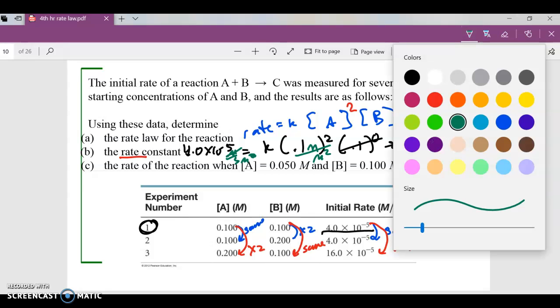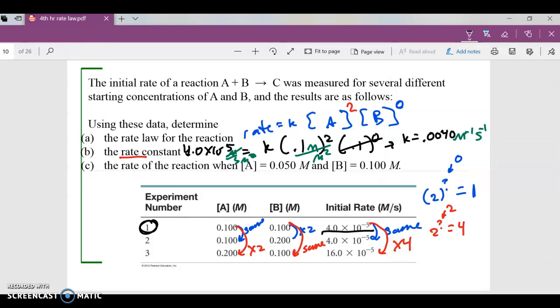Now we're looking at part C. The rate of the reaction when A and B is this. In other words, I'm making a separate lane. I'll call that lane 4. And my A here is 0.050. My B is 0.1. So then my question is, well, what's the rate of the reaction here?